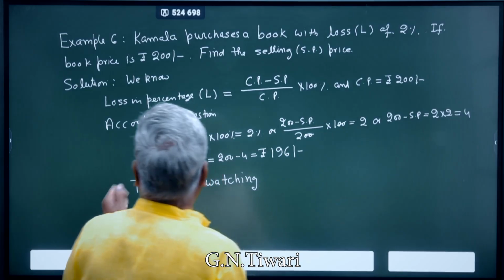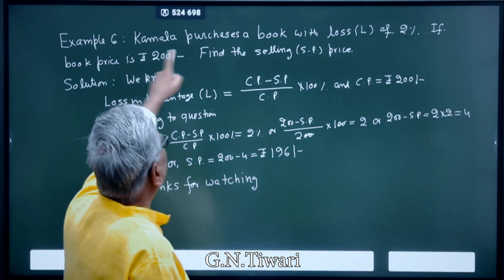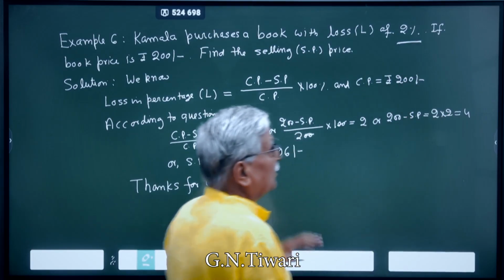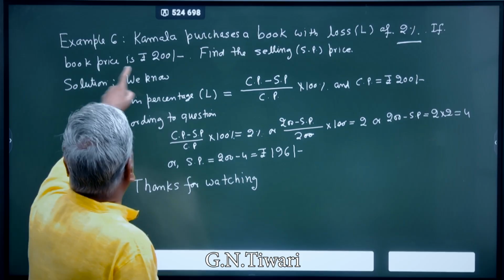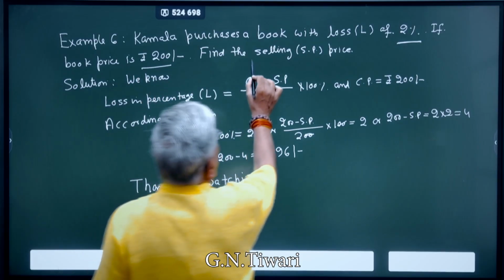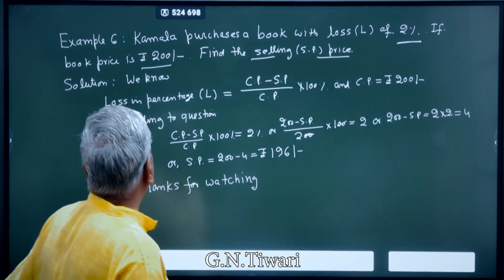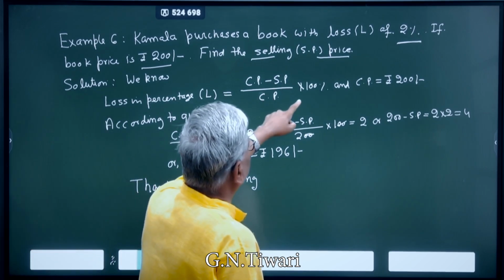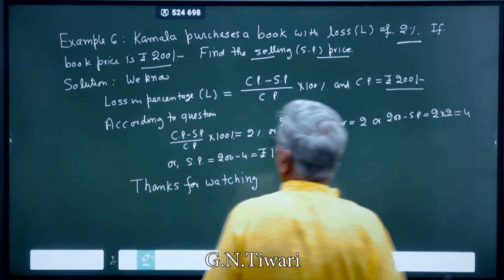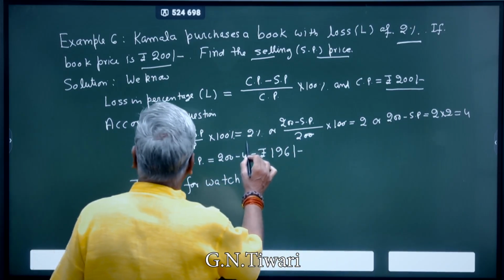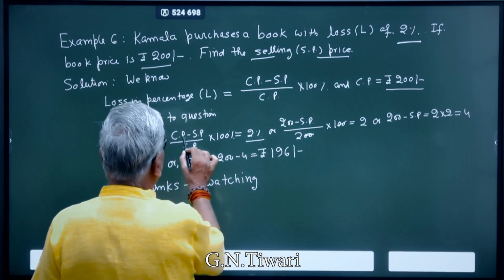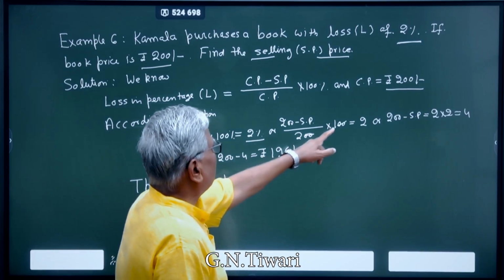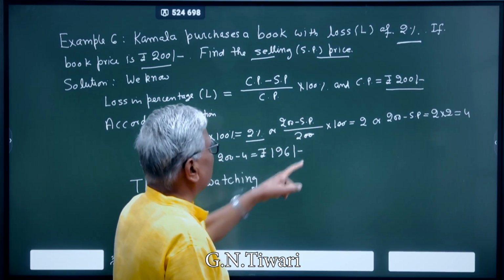In the last slide, I have given another example. Kamala purchases a book with a loss of 2%. This is a very important type of question. The loss is 2%. If the book price is this much, find the selling price. Now apply the formula. Loss in percentage, loss of 2%: CP minus SP upon CP into 100, and CP is given. Now look, loss in percentage is given as 2%. This is CP minus SP upon CP is equal to 2%. Now look, what will happen here? Take the percentage, solve this, and you will get this.